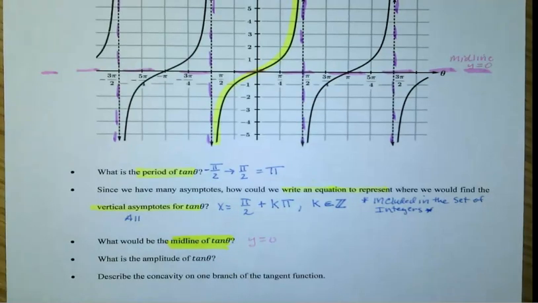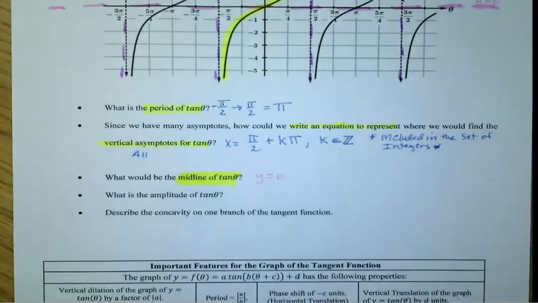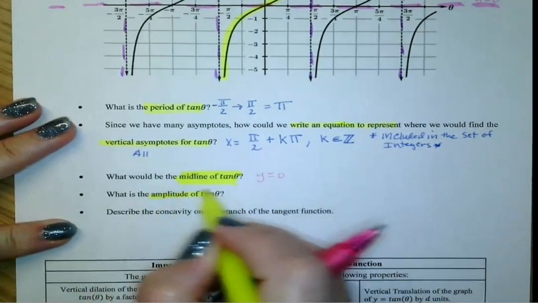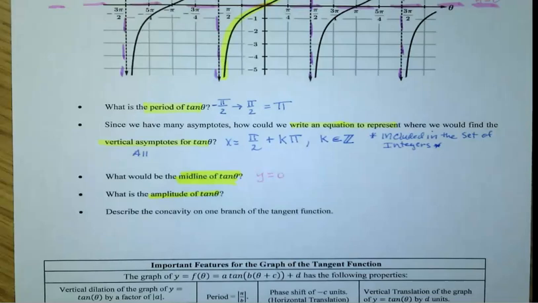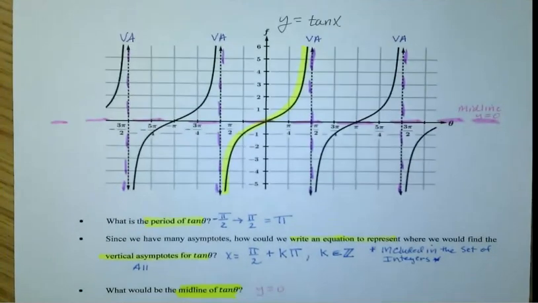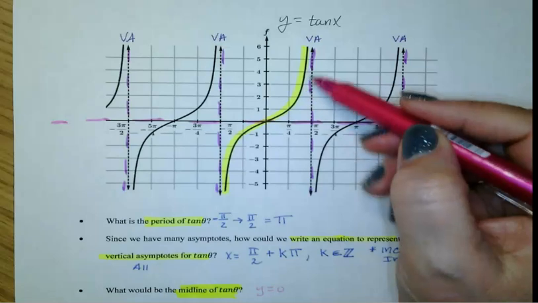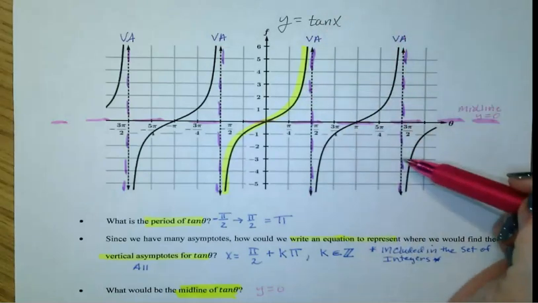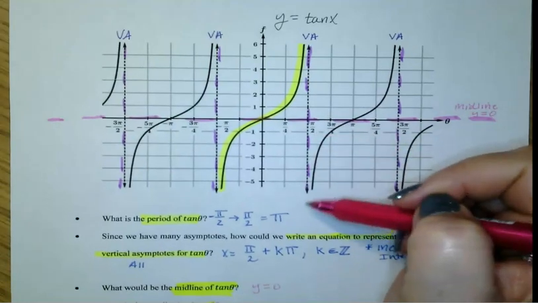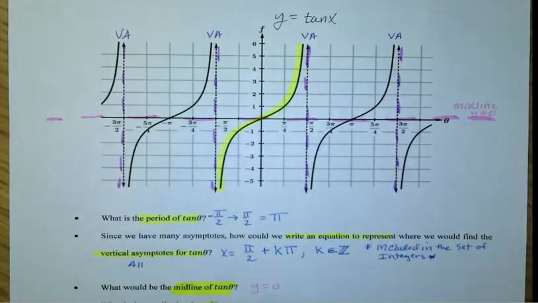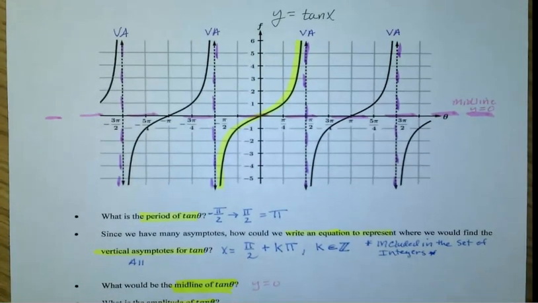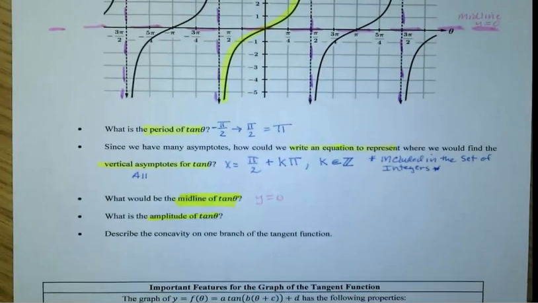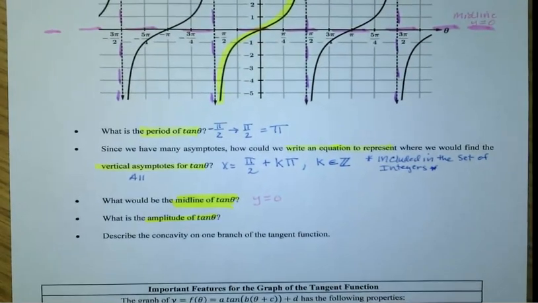Okay? So then what is the amplitude of tangent? Remember that the definition for amplitude is half the distance from the top and the bottom of the graph. So I want you to look at these graphs. If this branch goes on forever this way, and this branch goes on forever this way, and forever this way, where would the top or bottom of the graph be? Well, hopefully you said I can't get to the top or bottom because they go on indefinitely.